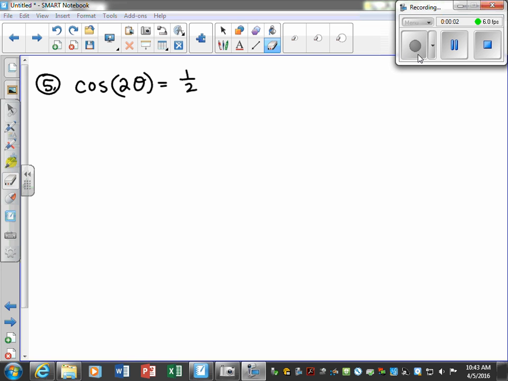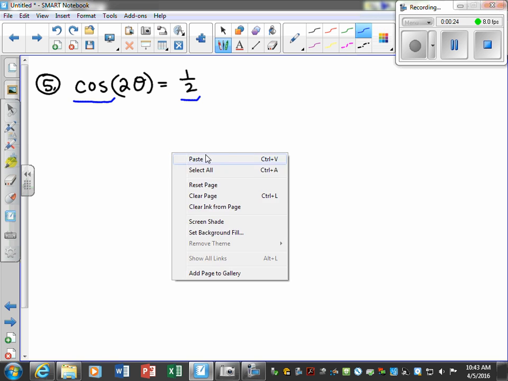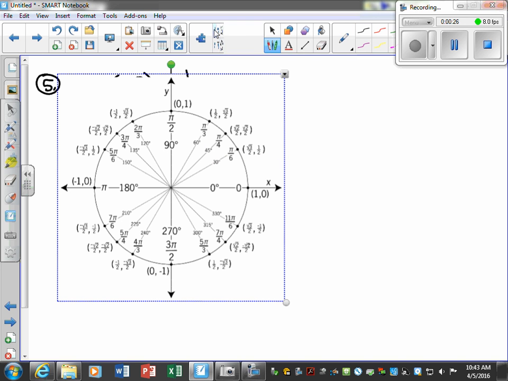Okay, some more examples. Cosine of 2 theta is equal to 1/2. We're still in the region from 0 to 2 pi, but because theta is not by itself, the first thing I want to know is where the cosine function is equal to 1/2. So go to your unit circle.